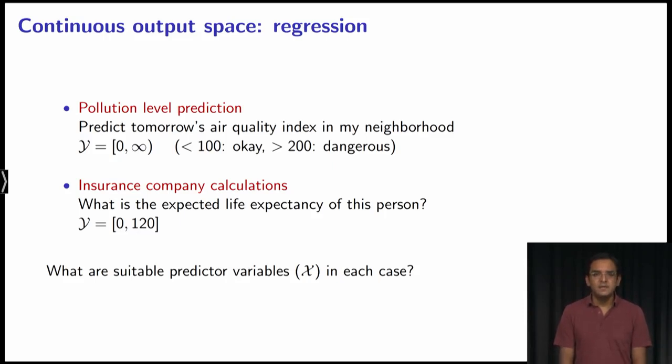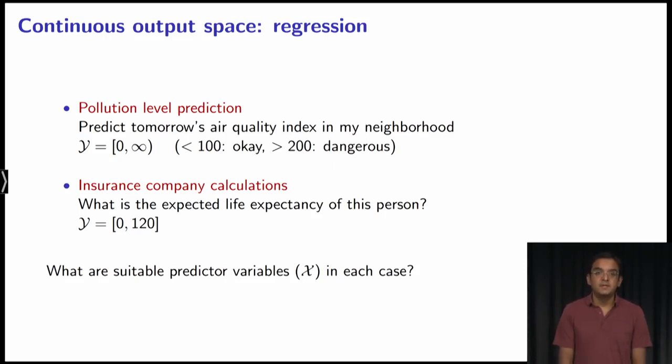Okay? So the output space now consists of positive numbers. It's a continuous space. Even if we only predict integer values, we still think of it as a continuous space because, for example, a prediction of 100 is very close to a prediction of 101 or a prediction of 102 and is very far from a prediction of 200. In other words, the y's lie on a scale.